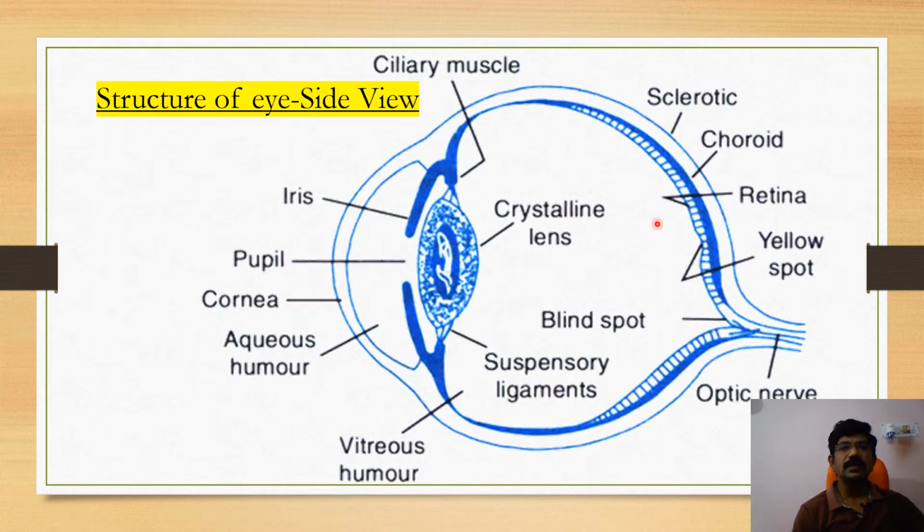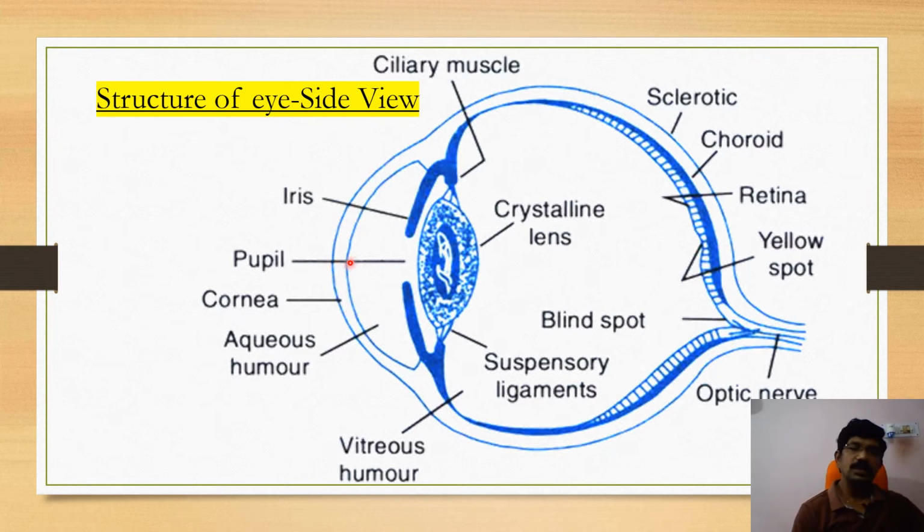Let us see the side view of the human eye. The eye is spherical in shape. Now, the diameter of the eyeball is 25 millimeters. The bulged curved portion, this one, is known as cornea.